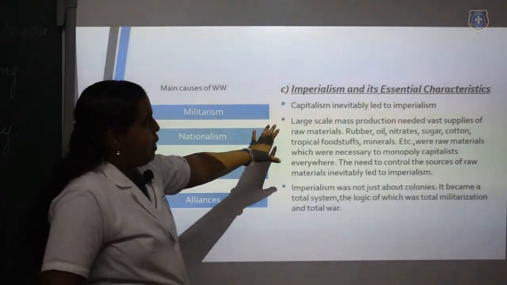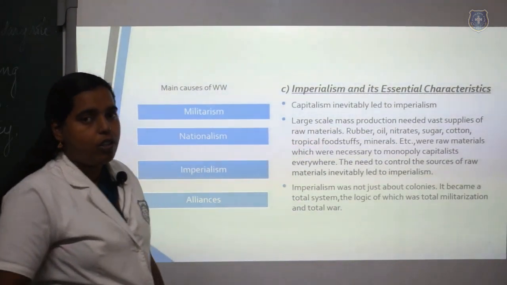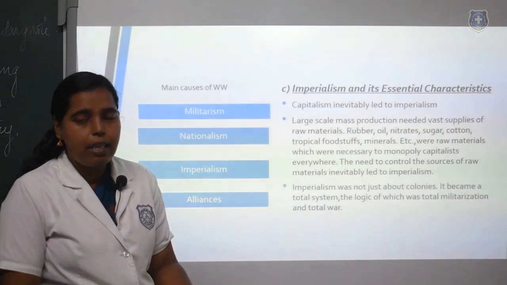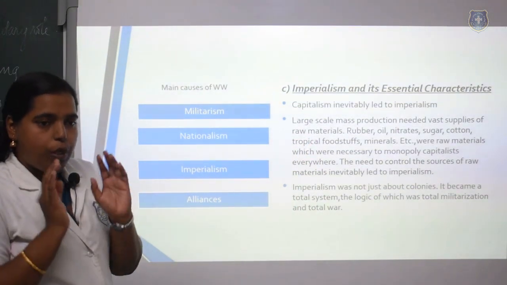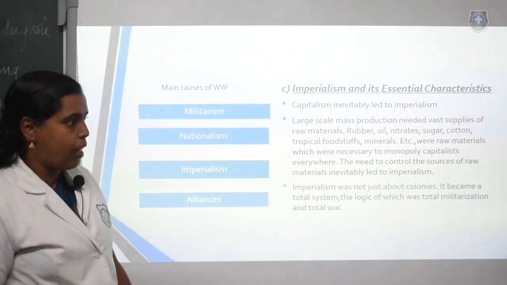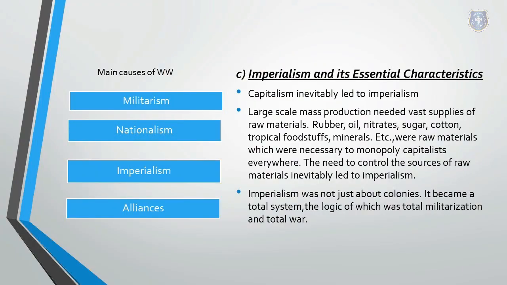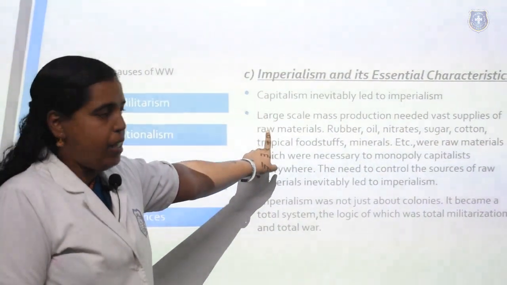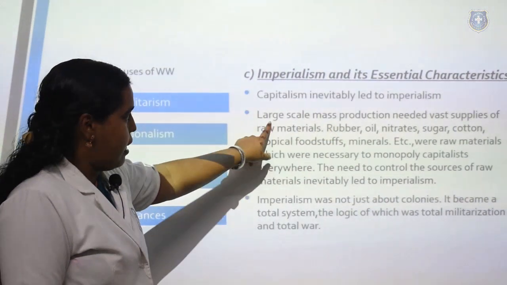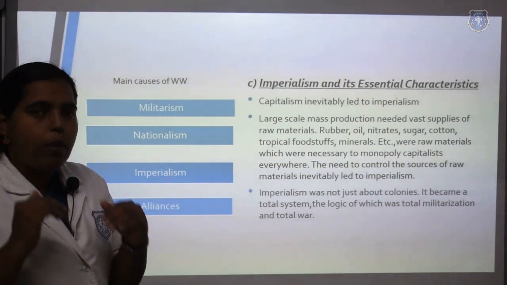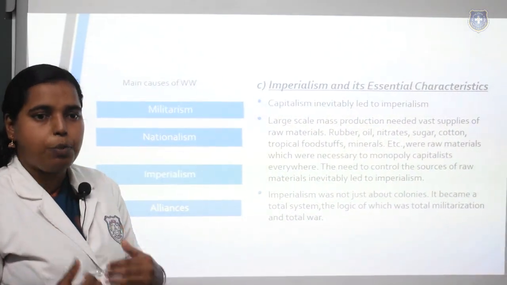Now let's go through imperialism and its essential characteristics. Already I said imperialism. Imperialism is also a kind of annexation of territories, with the motive of extending their borders and using the resources of the poorer countries. Now here, capitalism inevitably led to imperialism. So the basic thing, again, is capitalism. Capitalism brought out imperialism. And the next thing is, when they produce something, they will go through which is the better, that is, which benefits a lot.